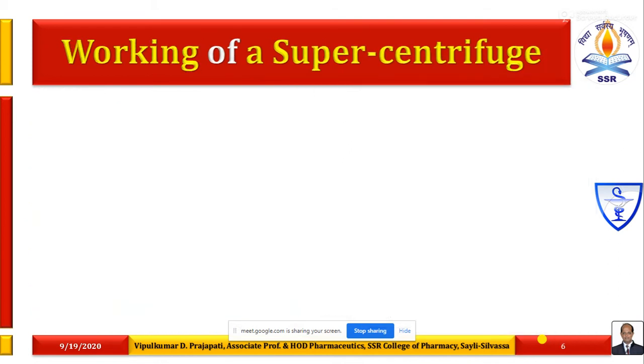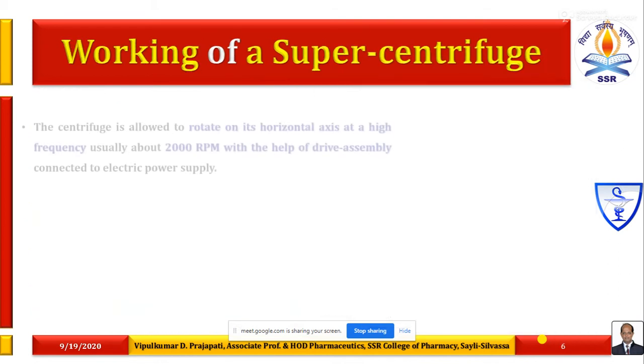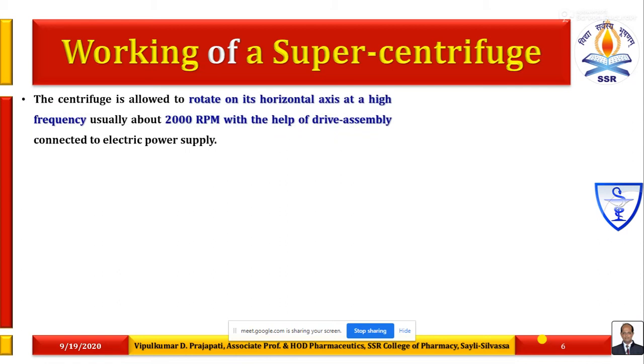Now, what is the working of a super centrifuge? The centrifuge is allowed to rotate on its vertical axis at a high frequency, usually about 2000 revolutions per minute, and sometimes if required its speed is increased up to 60,000 revolutions per minute with the help of a special drive assembly connected to the electric power supply.